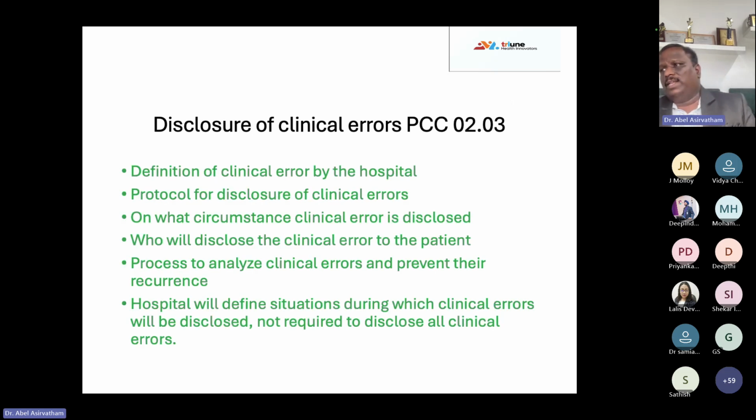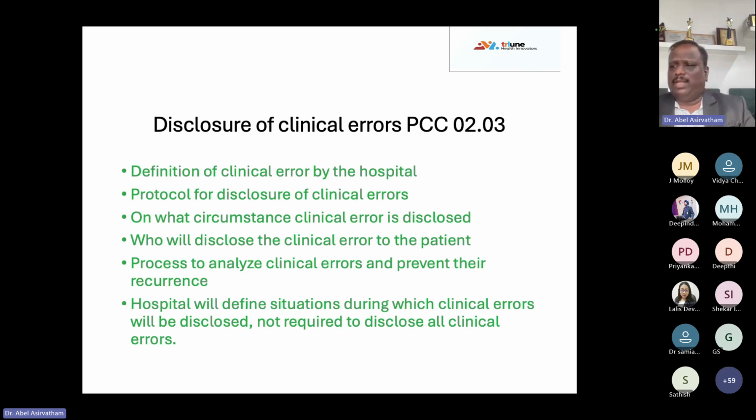Then disclosure of clinical errors. Again, this is a very, very important chapter, and a very sensitive thing also, which has been defined in PCC 02.03. What is the definition of clinical error done by the hospital? Protocol for disclosure of clinical errors.